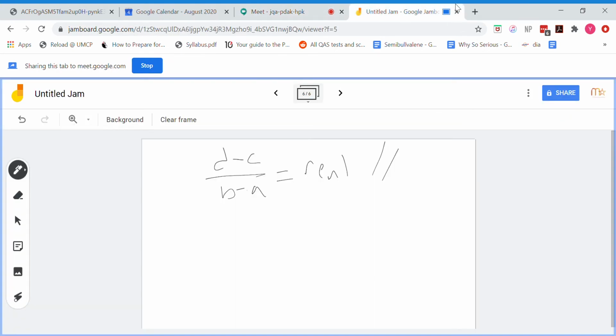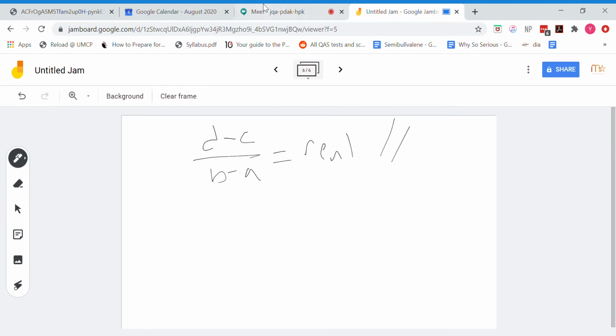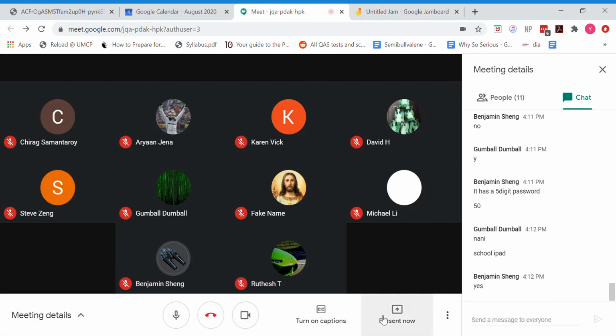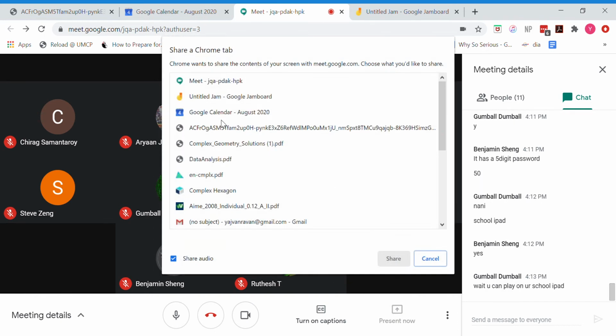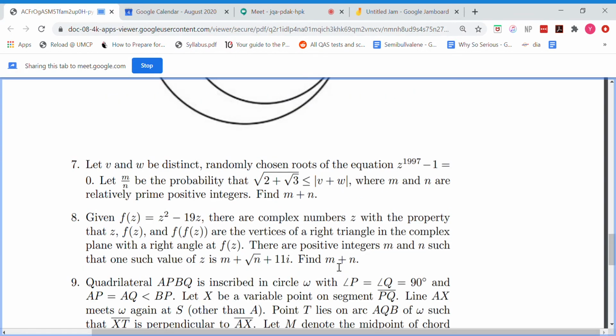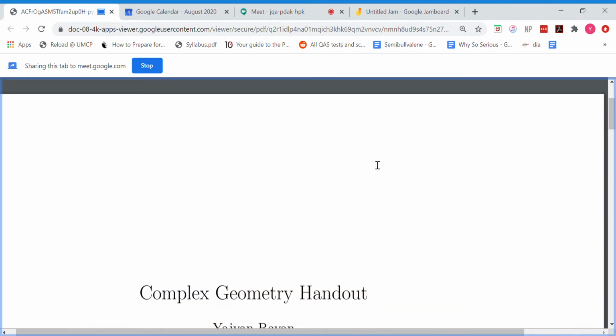So now that we know how to convert from complex numbers, let's see how we apply this in geometry. So to do that, let's first go to the problems. And you guys all have the handout that I sent in the classroom, right? Okay. So, alright, now let us go to the problems. Alright, okay. So, let's start at the top.